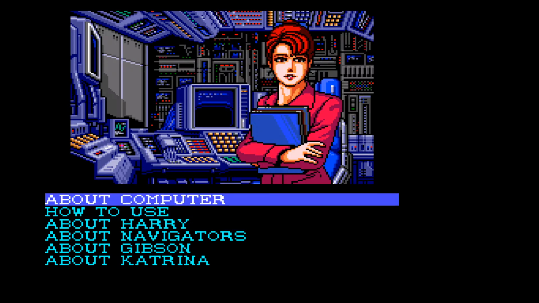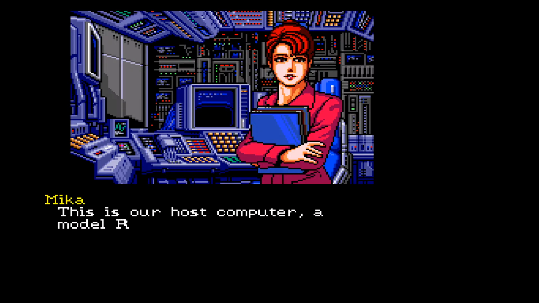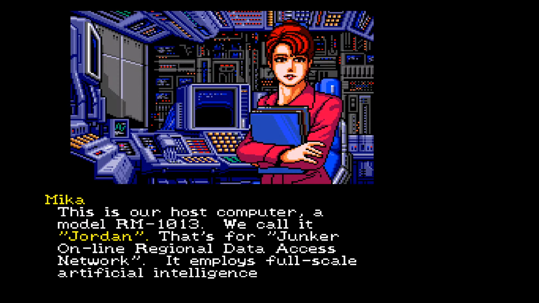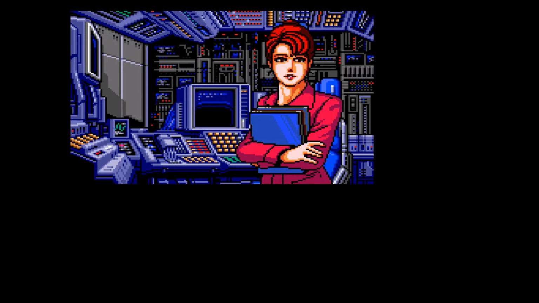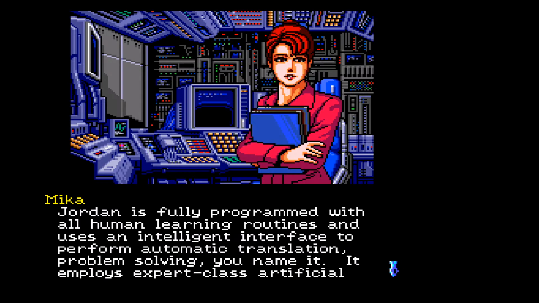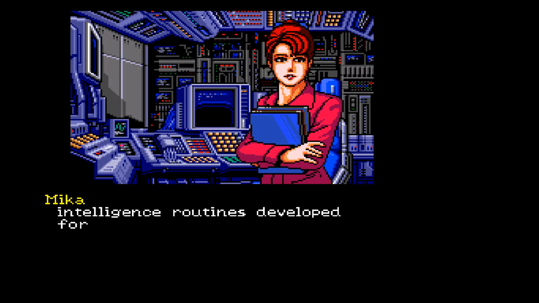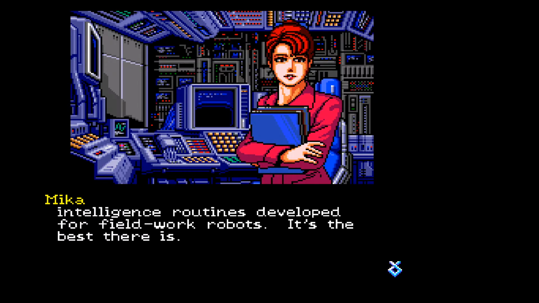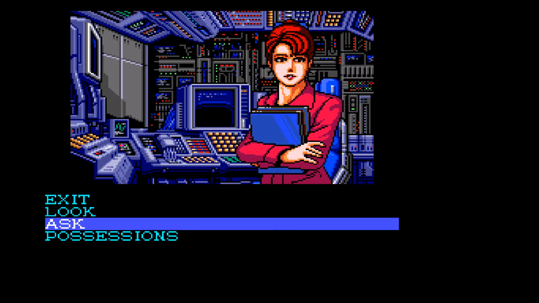Hang on. Okay, I was just making sure that I wasn't missing anything. This is our host computer, a model RM1013. We call it Jordan. That's for Junker Online Regional Data Access Network. It employs full-scale artificial intelligence-based processors. Jordan is fully programmed with all human learning routines and uses an intelligent interface to perform automatic translation, problem solving, you name it. It employs expert-class artificial intelligence routines developed for fieldwork robots. It's the best there is.